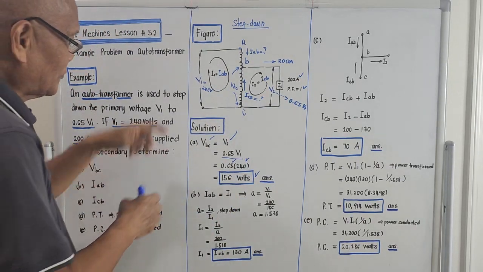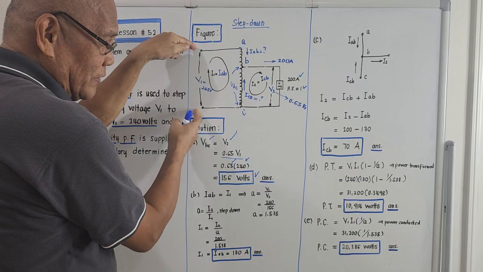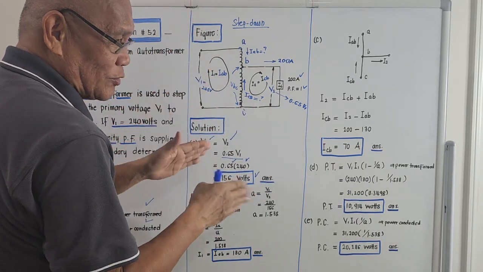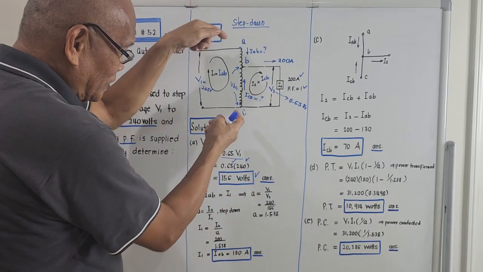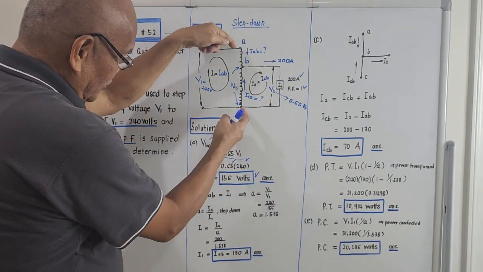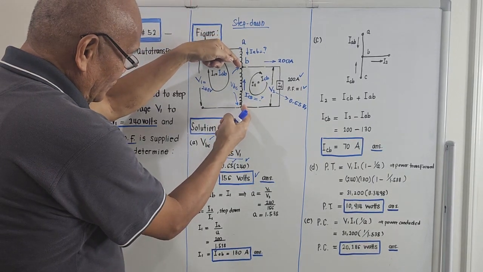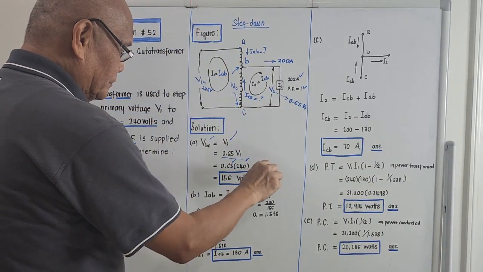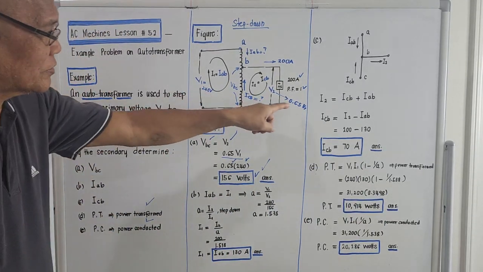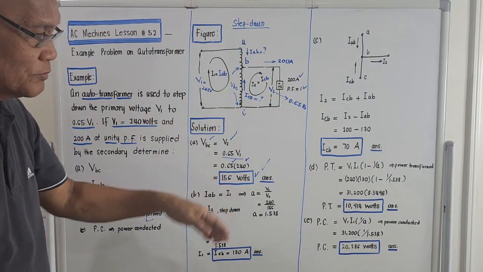So if this is 240, the voltage across the secondary, which comprises only 65% of the total 100%, is equal to 156 volts. This is 240 and this is only 156. It was a step down from 240 to 0.65 V1, or 156 volts.